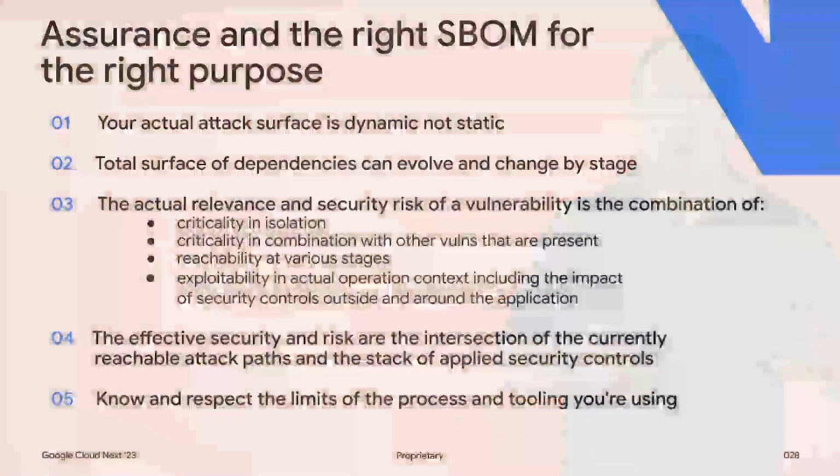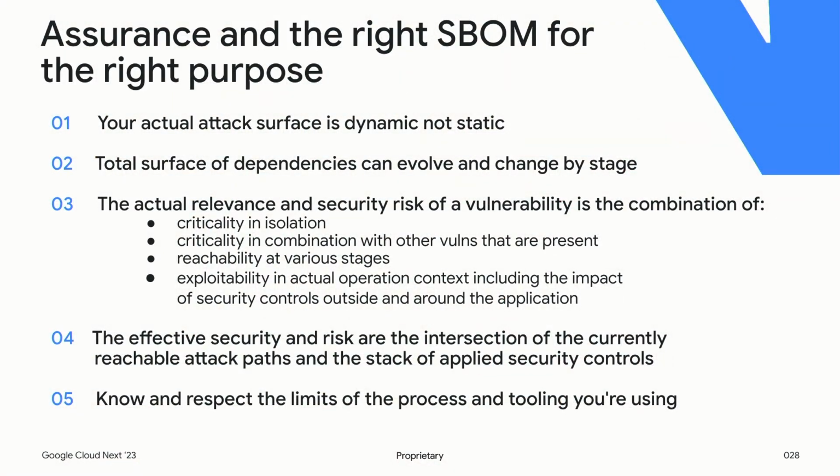So as the surface dependencies can evolve and change over time with the stage, it's important also to figure out, and I think most of us have seen this, it's actually pretty straightforward to find big lists of vulnerabilities. The hard part is to figure out how to prioritize them, which ones are relevant, and ultimately which ones are exploitable, because if you have limited resources, you need to focus on the ones that have the most risk and security impact.